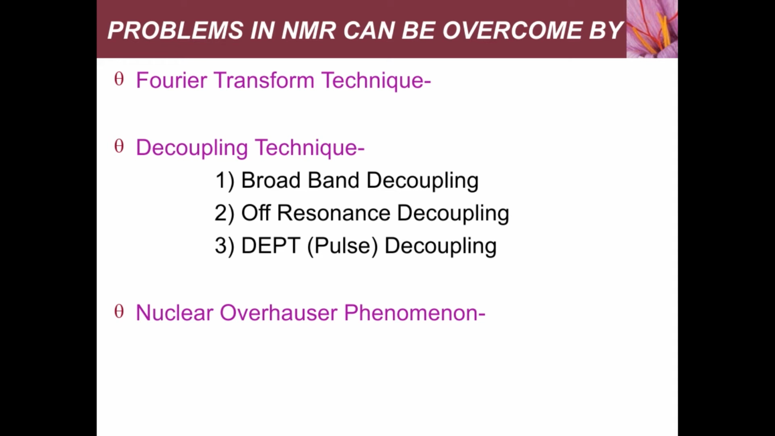The Fourier transform technique is also used, where it is a fast run. The decoupling experiments are of three types of technique, which help simplify the complex spectra. One is called the broadband decoupling experiment. Second is called the off-resonance decoupled experiment. And third is called DEPT, distortionless enhancement by polarization transfer pulse decoupling experiment. And NOE, that is nuclear Overhauser effect phenomenon.